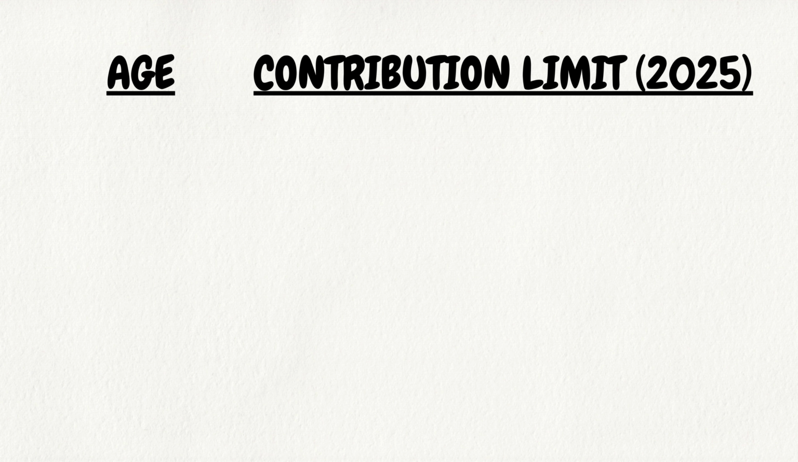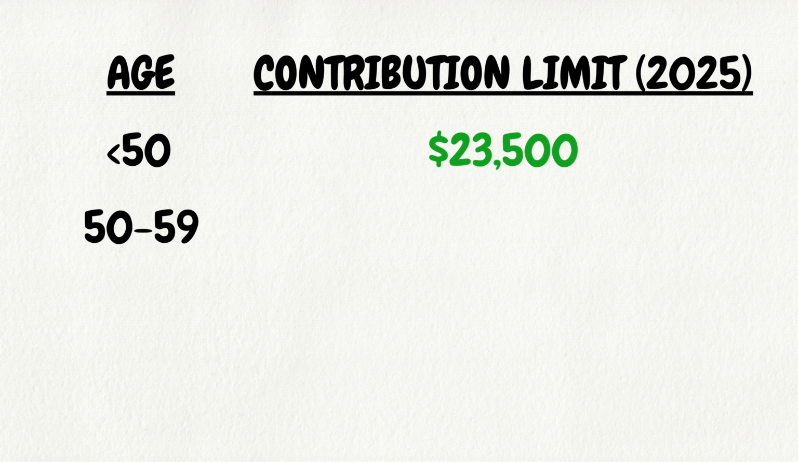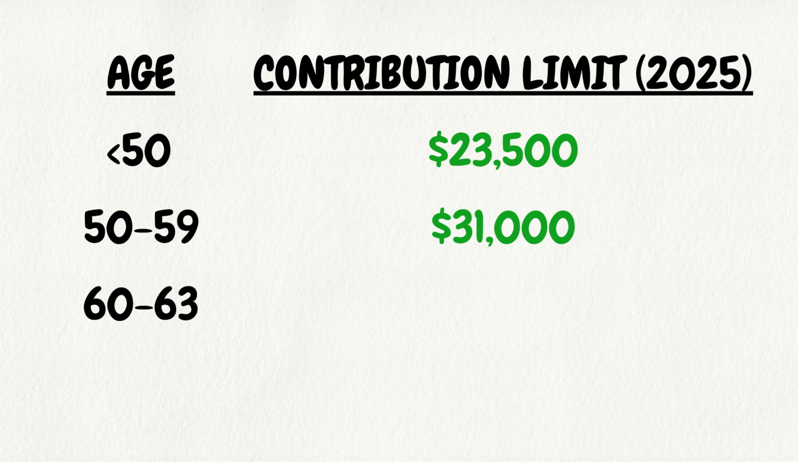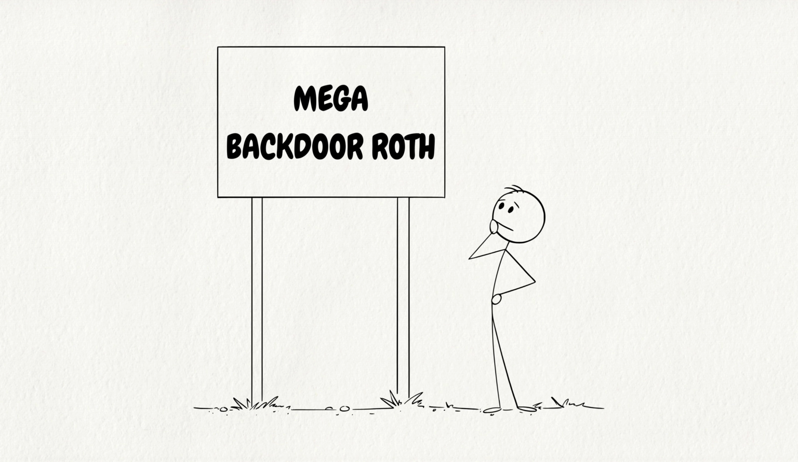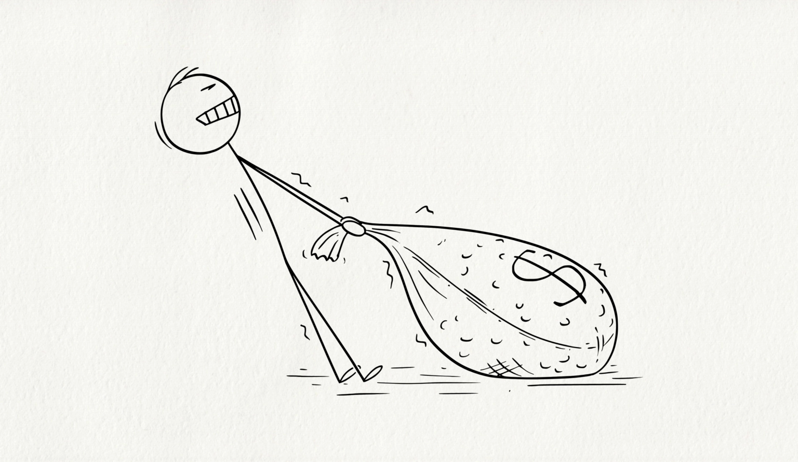For 2025, if you're under the age of 50, you can contribute up to $23,500. If you're between 50 to 59, you can contribute up to $31,000. If you're between the ages of 60 to 63, you can contribute up to $34,750. And if you're over the age of 64, you can contribute up to $31,000. If you're planning on doing a Mega Backdoor Roth, you're probably planning to max out your own 401k contributions.